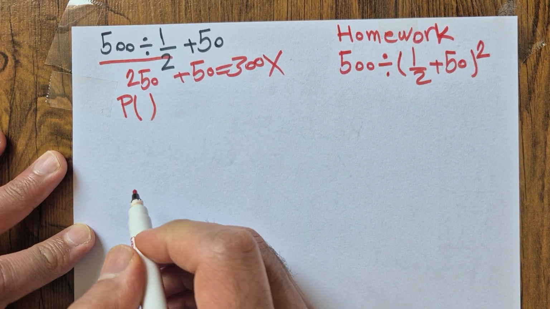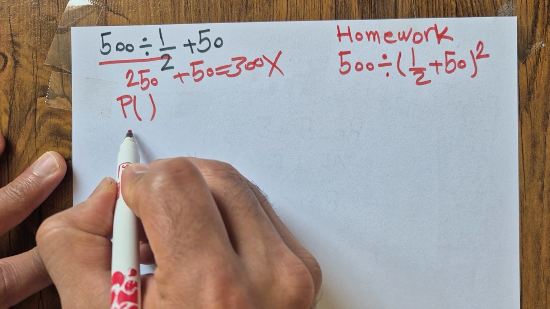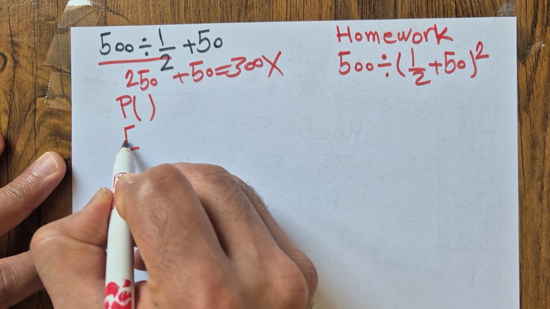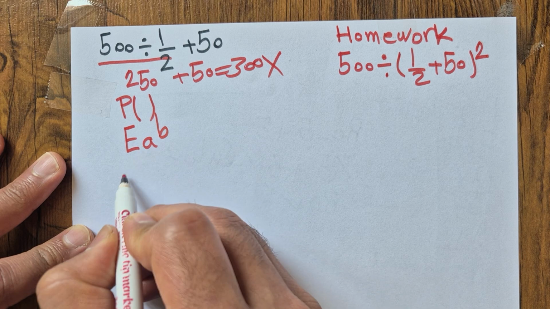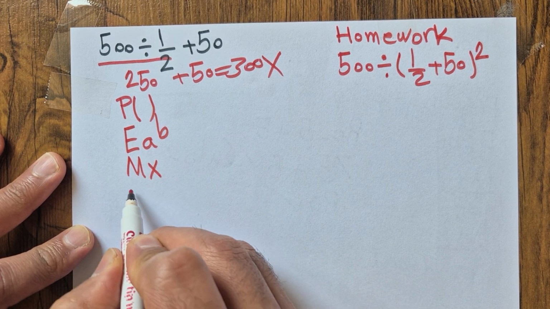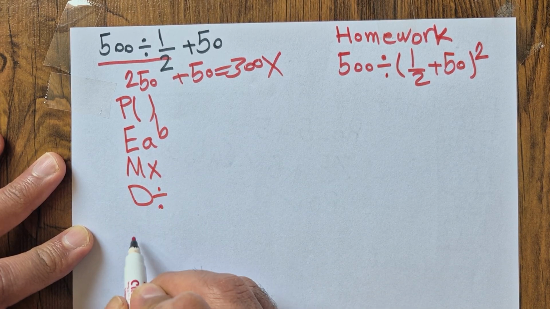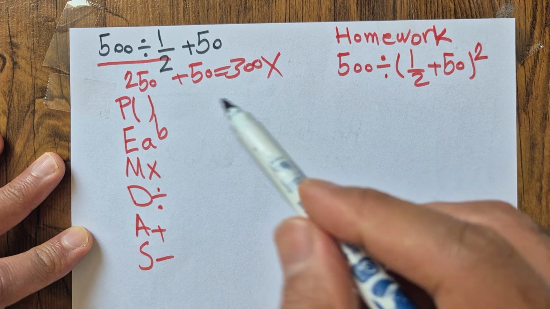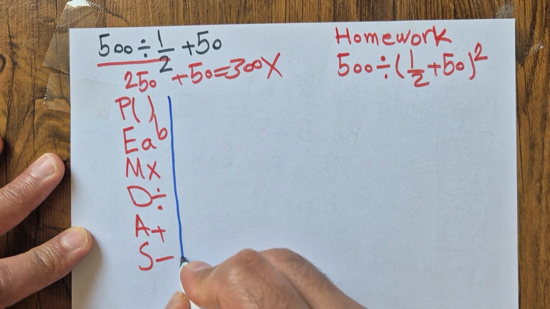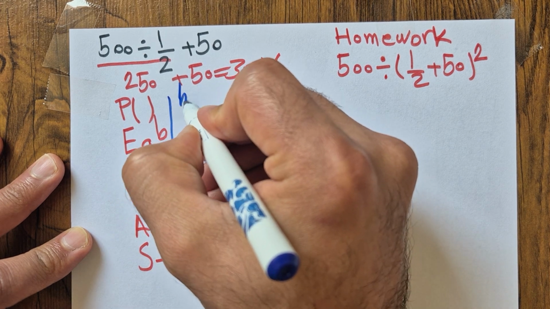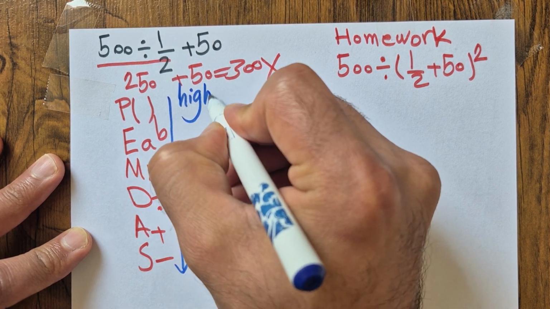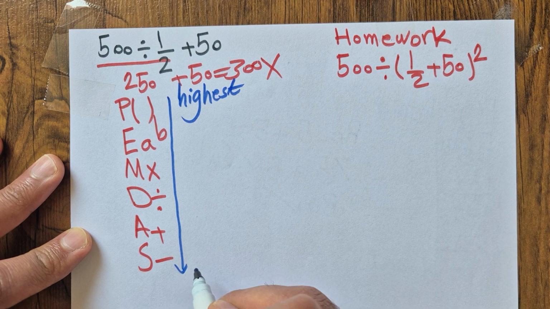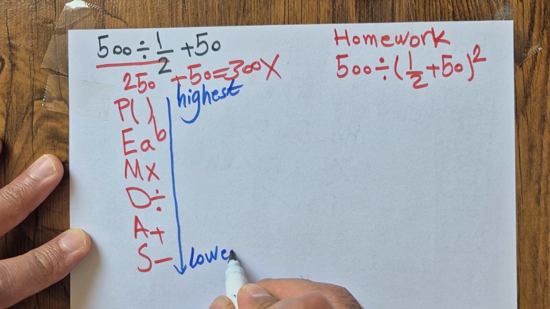P in PEMDAS stands for parentheses, E for exponents, M for multiplication, D for division, A for addition, and S for subtraction. And this gives us an arrow of priority from the highest to the lowest priority.